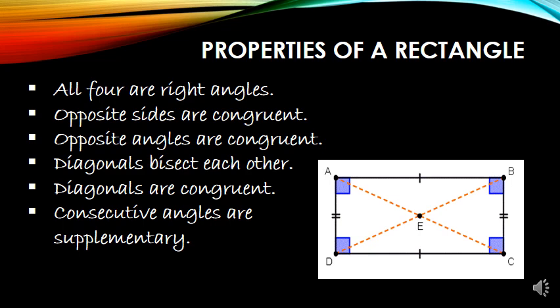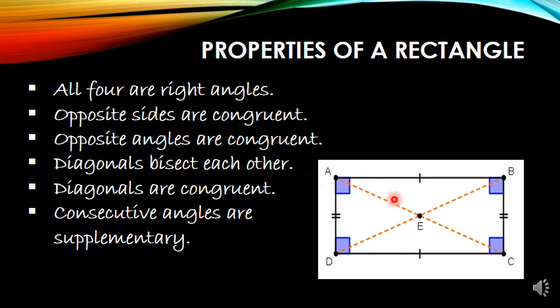Properties of a rectangle. All the four are right angles. That means all the four interior angles are right angles. That means they measure 90 degrees each. Opposite sides are congruent. That means opposite sides are equal to each other. That is AB is equal to DC and AD is equal to BC. AB is parallel to CD and AD is also parallel to BC.